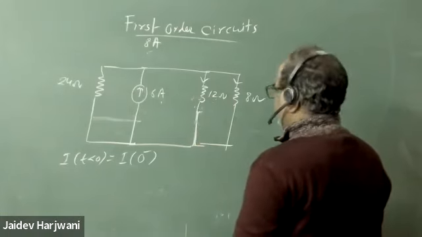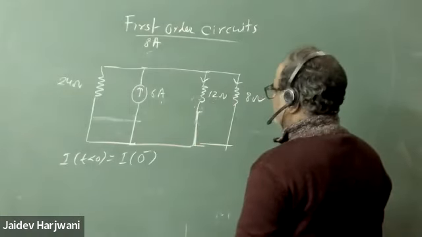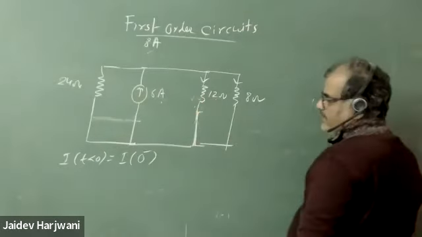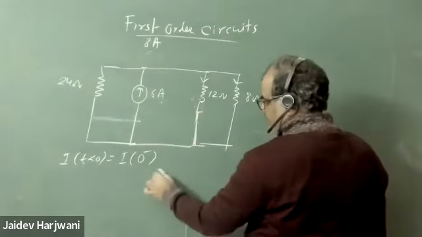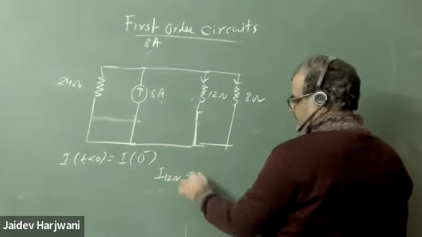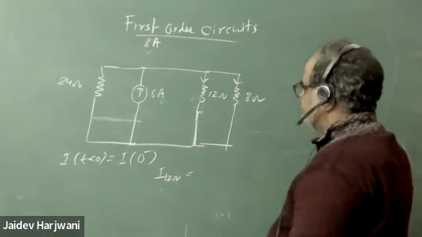So I can again apply current division. I have 3 branches, 24, 12 and 8. So I can write my current I12 in the branch. How can I write? How can I calculate?